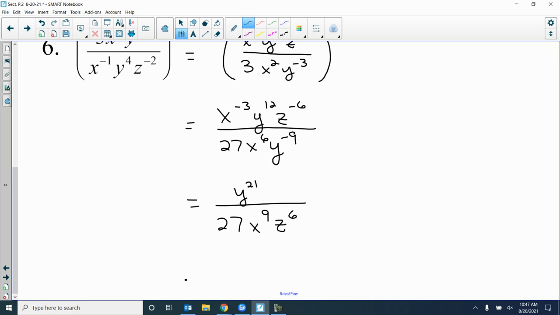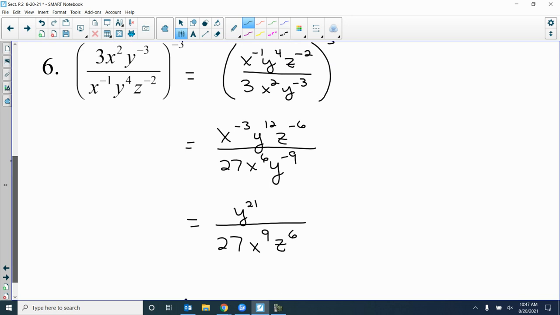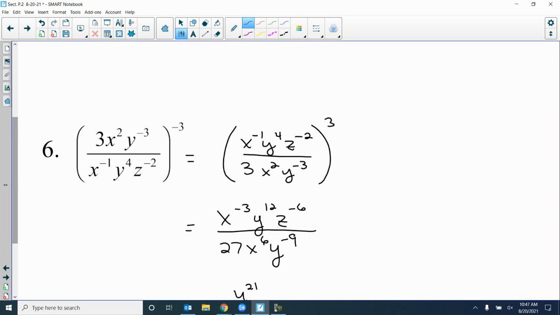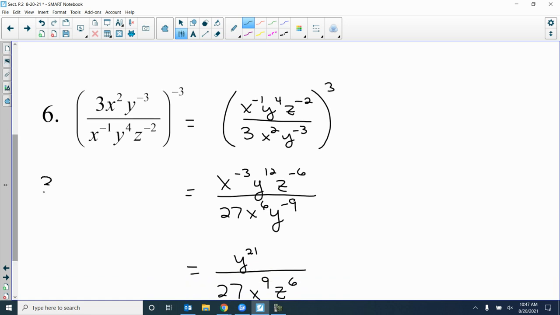All right, let's see here. Y to the 21st is going to be 12 minus negative 9. Agree. Z to the negative 6 moves down below. X to the 9th down below. Good. You could have simplified this before you did the negative exponent. It doesn't matter. And what I mean by that is people might say, all right, well, what's this? 2 minus negative 1? That's x cubed. You could have done that.